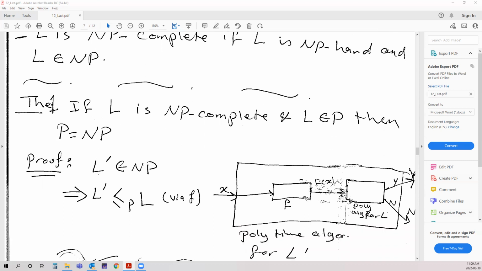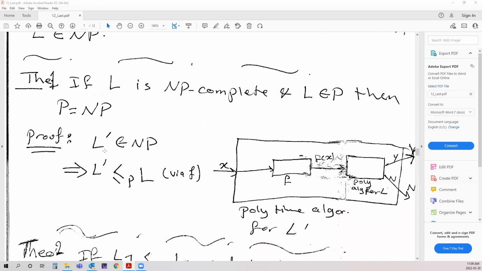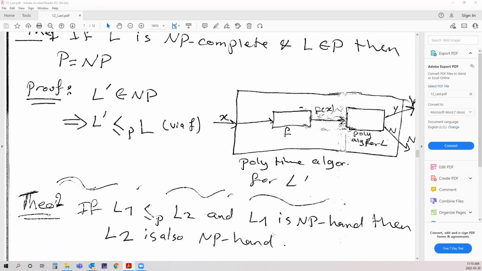Okay, so how do we prove that? Let L prime belong to NP. L prime could be reduced to L via f. So if we input x, via f we get f of x. We input this to a polytime algorithm for L, and it will give me yes or no, then I can accept or reject. This is a polytime algorithm for L prime.